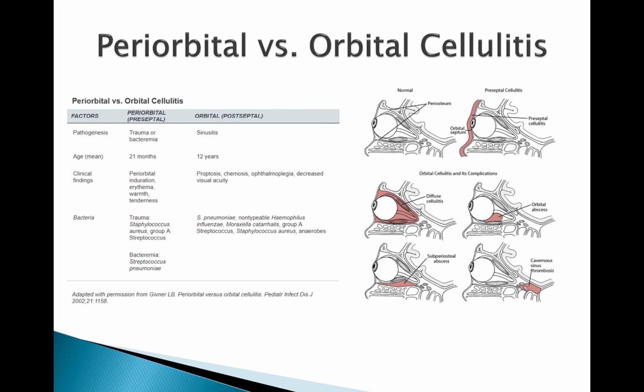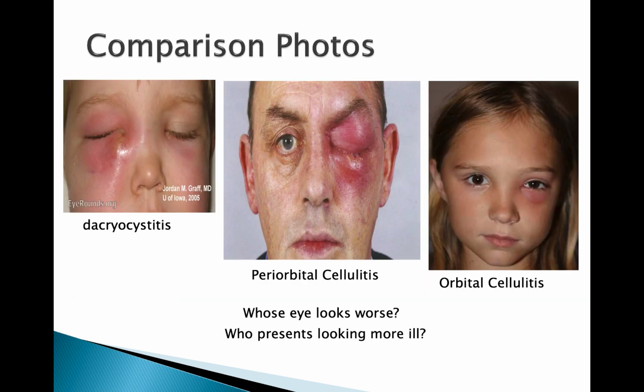So for the three conditions we just talked about, here's a comparison of each. If you just look at the patients, you don't talk to them, you don't get any history, the dacryocystitis and the periorbital cellulitis, in my opinion, look a lot worse just staring at the patient than the orbital cellulitis. But clearly, the orbital cellulitis can be life-threatening.